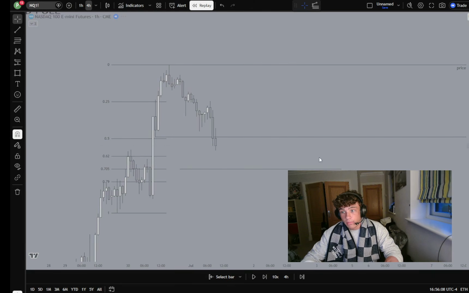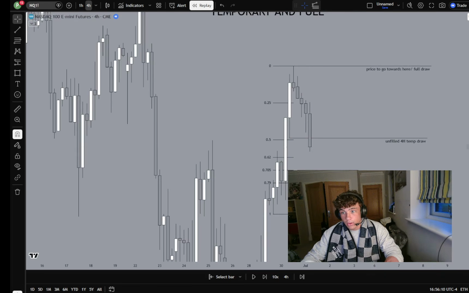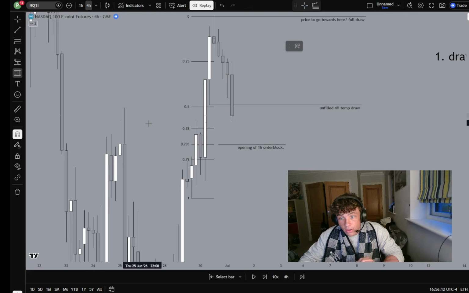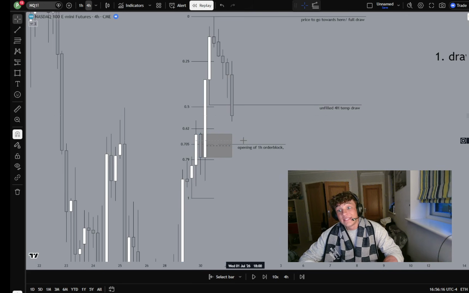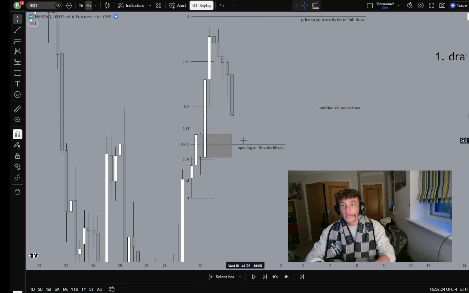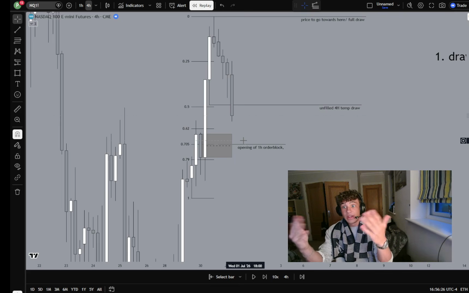And what else makes the 705 valid? On the 4 hour, we have the CE of the 4 hour order block. Now, the 4 hour order block CE is going to be extremely important for us because when you have the consequent encroachment, which is the equilibrium of another order block, aligned with the 1 hour order block, it's like, wow, we're really stacking levels aligned with the OTE.